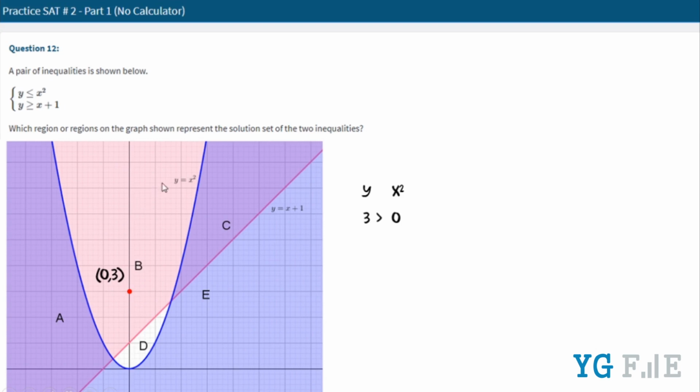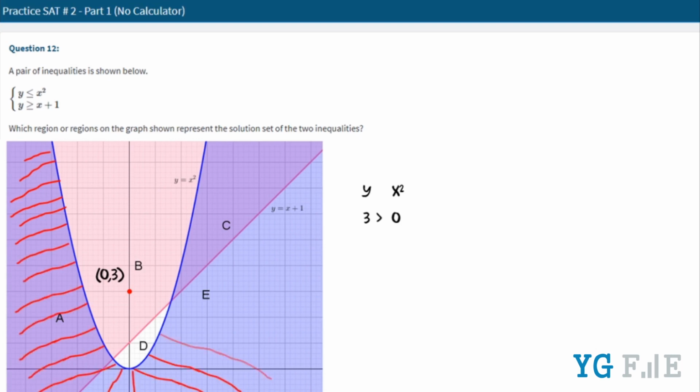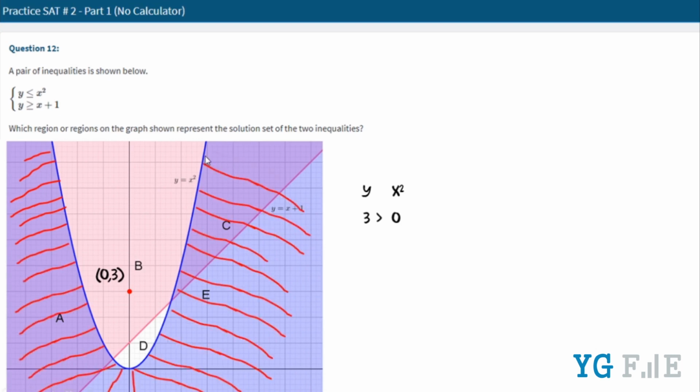Therefore, the region that satisfies the first inequality is the outside region, and we can mark the area like this. So this is the area that satisfies the first inequality.